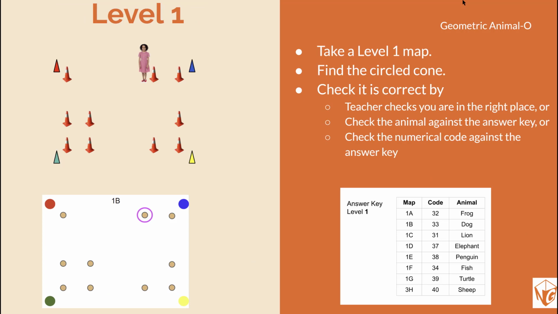Now for level 1, everyone gets a level 1 map, and they should go and stand by the circled cone. You can check that they did it correctly either by walking around and confirming that they're in the right place, or having them check the animal or numerical code that's on the cone and come back to the answer key and self-check.